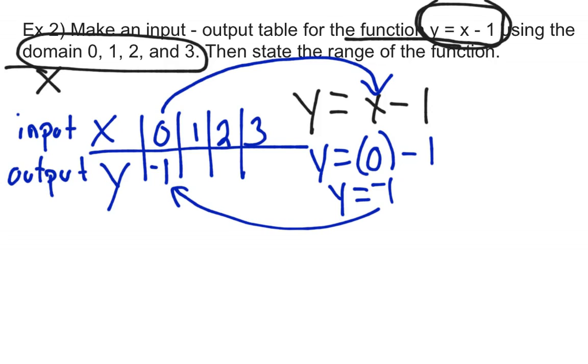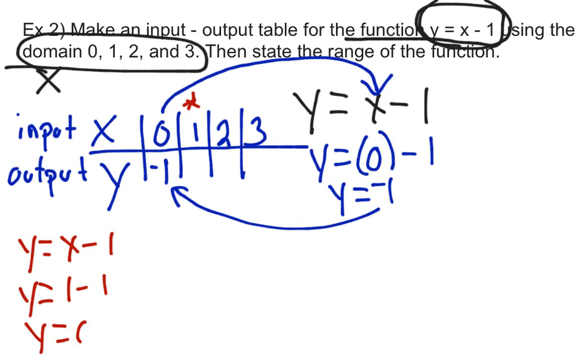Okay, now I have to keep doing this. All right, so I'm going to rewrite this equation again. Okay, y equals x minus 1. But now I have to move on to the next number, which is this 1 right here. So now I put 1 in place of x. So y equals 1 minus 1. 1 minus 1, of course, is 0. So 0 goes into the table. And I just have to keep plugging away. I have to do this for every one.